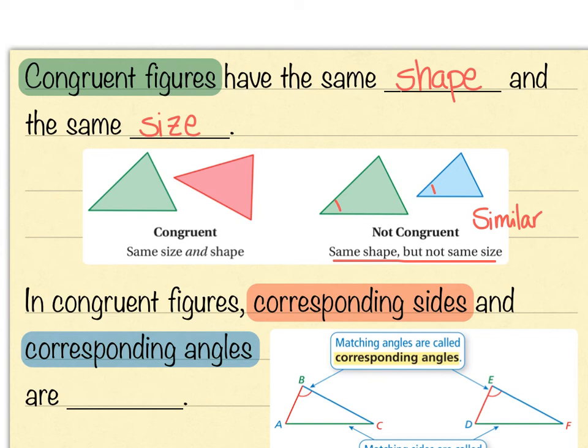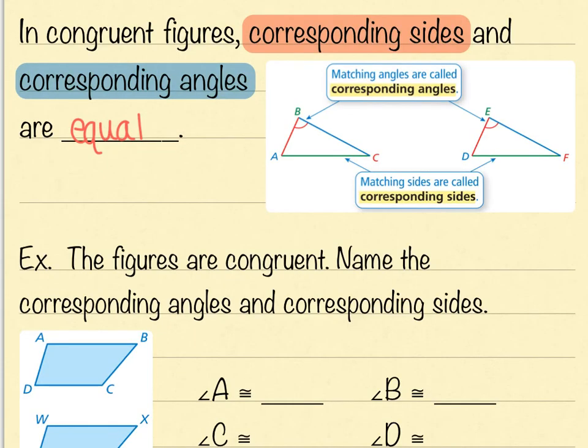So we actually call those corresponding sides and corresponding angles. So in congruent figures, corresponding sides and corresponding angles are equal. So we can see from this diagram what exactly the word corresponding means. Basically, they use the word matching. It's really the same side length on the other shape, or maybe it's the same angle measure on the other shape. In this particular group of triangles, angle B is corresponding to angle E because they have the same angle measure.